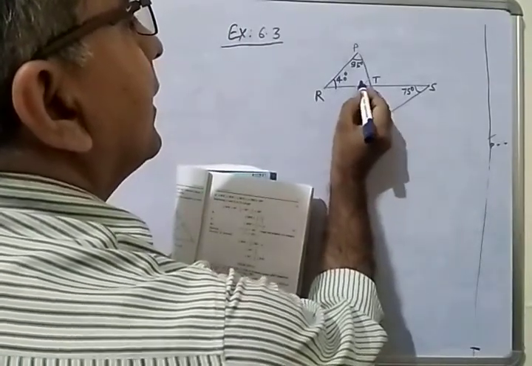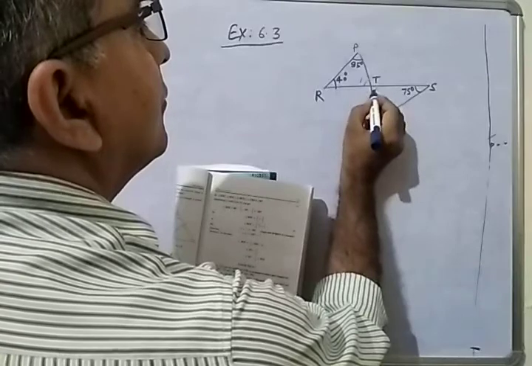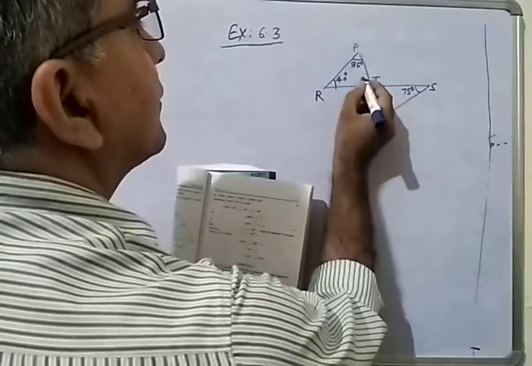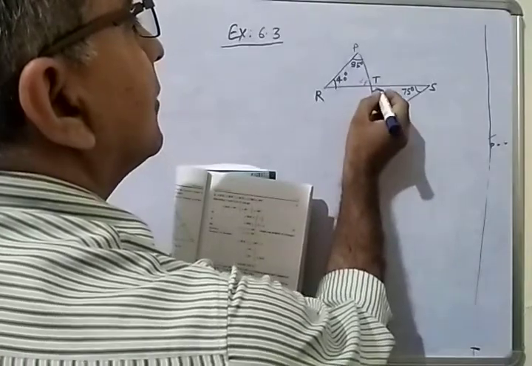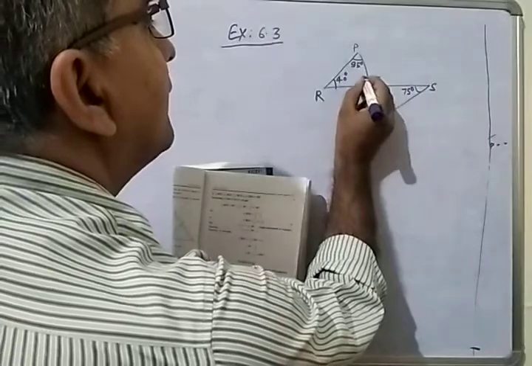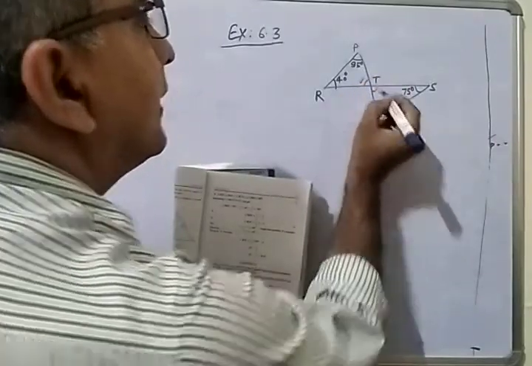We can take this one as angle 1 and this one as angle 2. These are vertically opposite angles. Angle 1 and angle 2.